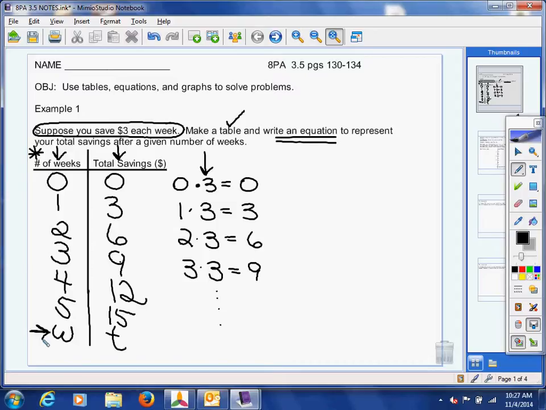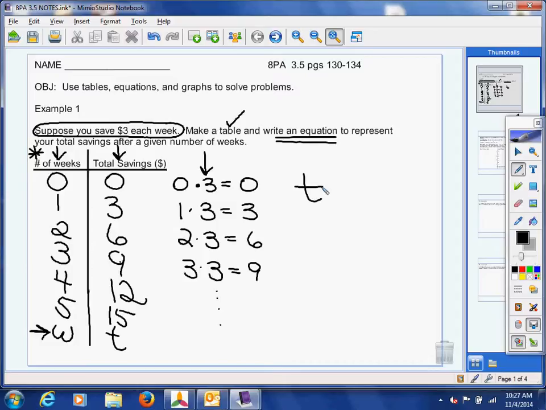So this is what you do. We know that total savings is our end result. That's what I write first. I pick a variable to represent total savings, which I did. I said earlier it was T. You can call it Y, you can call it A, you can call it whatever you want. I just chose to call it T this time.